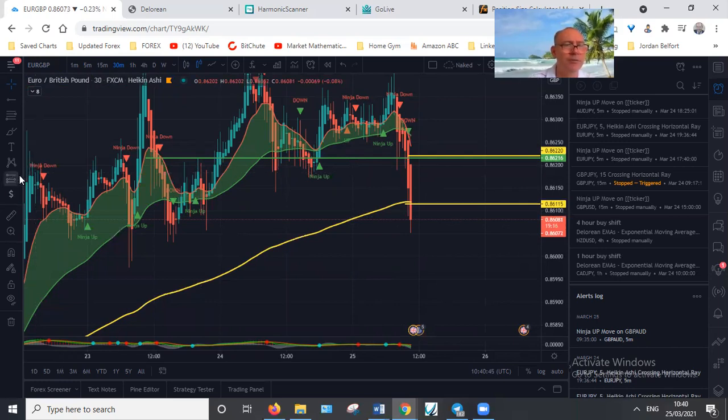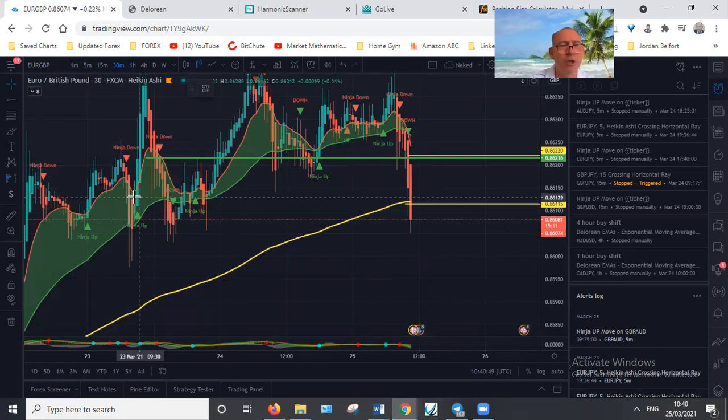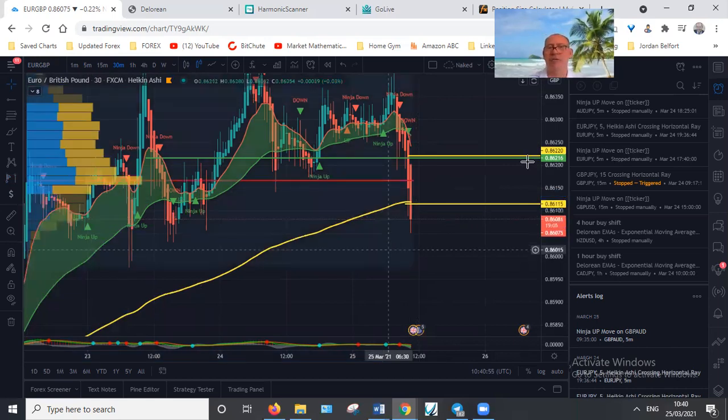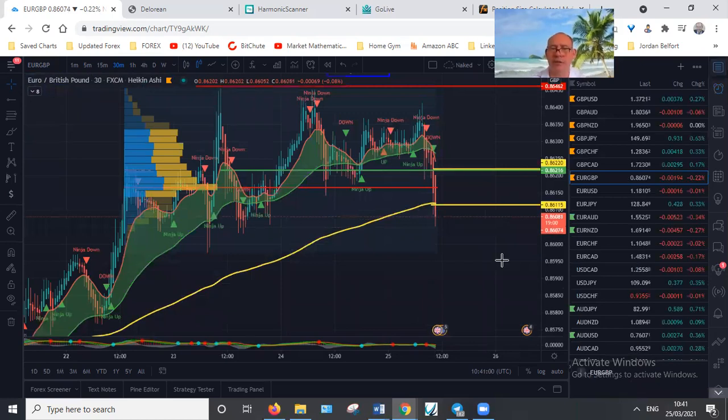What I'm going to do, ladies and gentlemen, is just to show you this here. I'm going to measure what's called the volume between there and there. It's going to go up and down. Right, this helps me with checkpoints. Now, what do I mean by checkpoints?